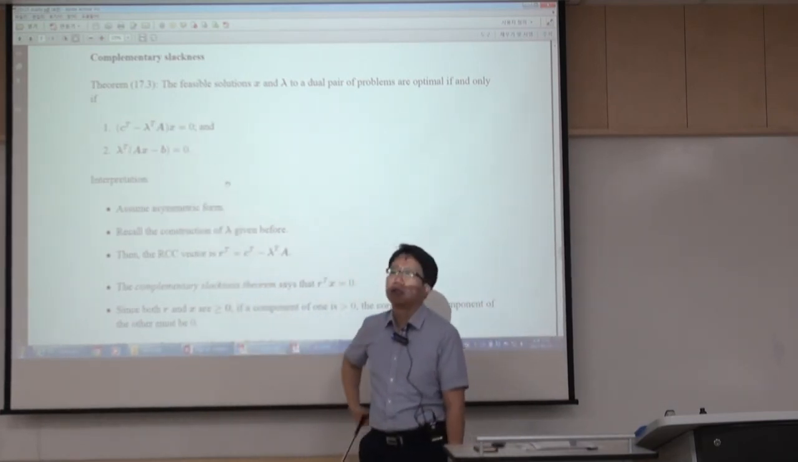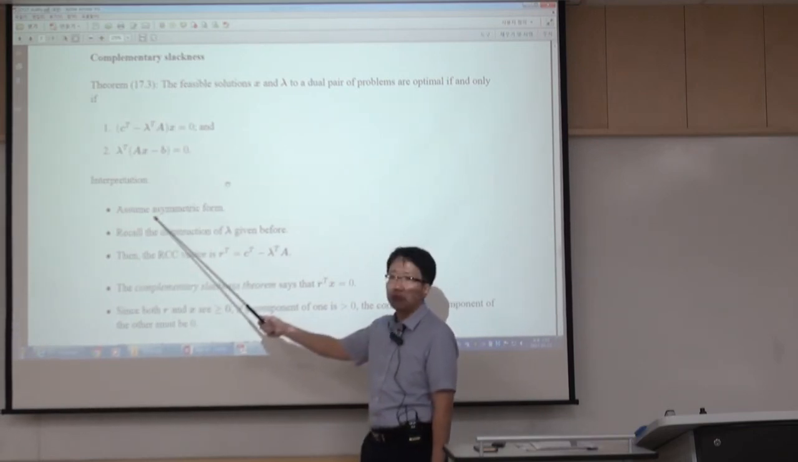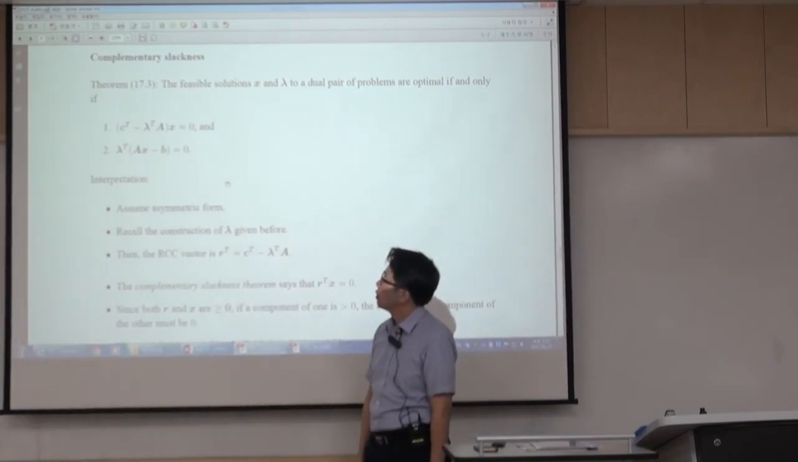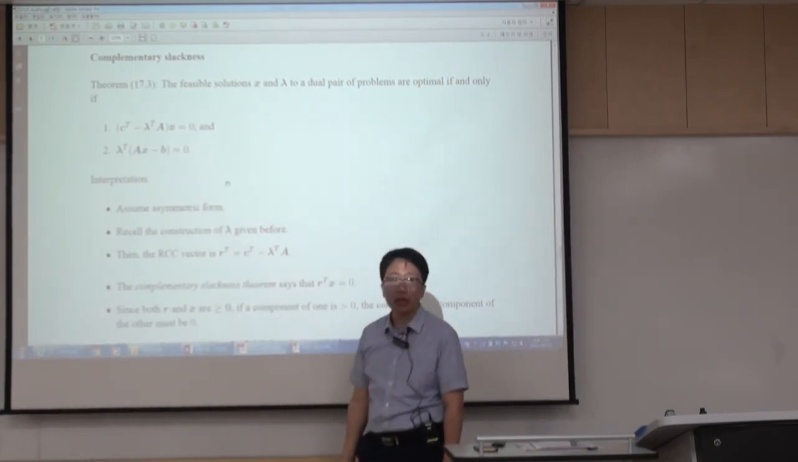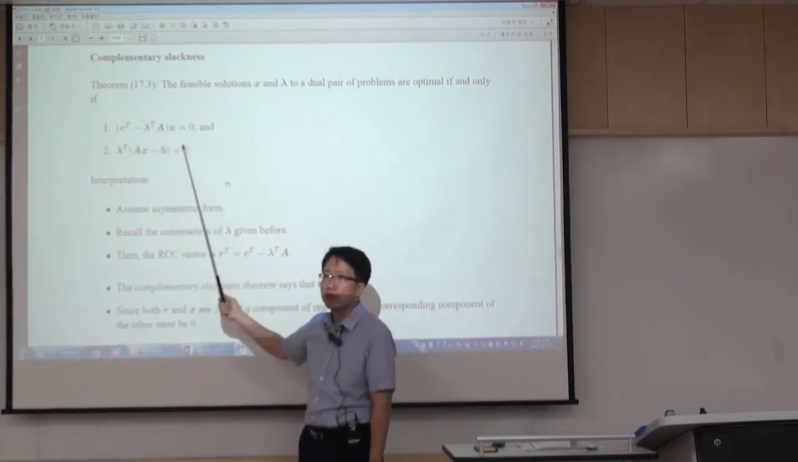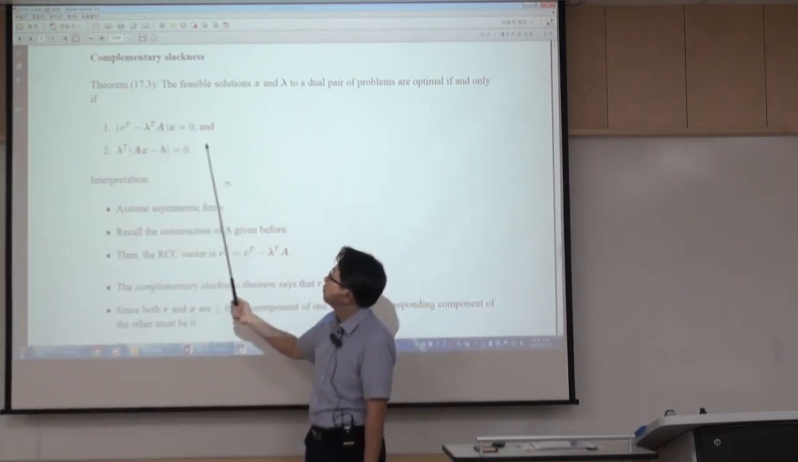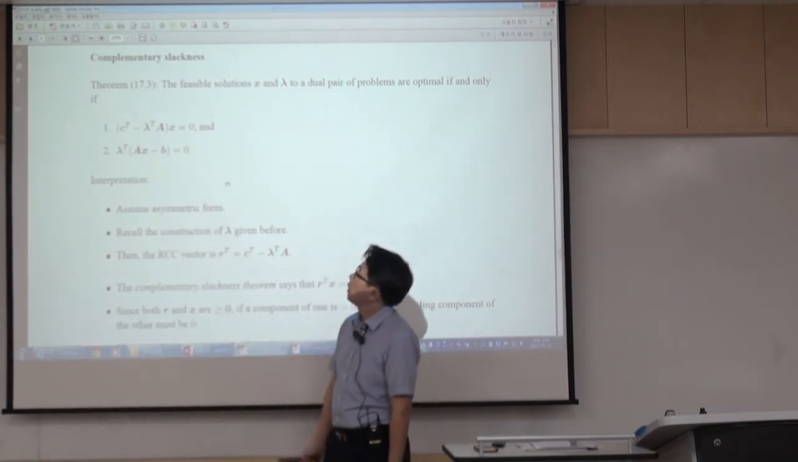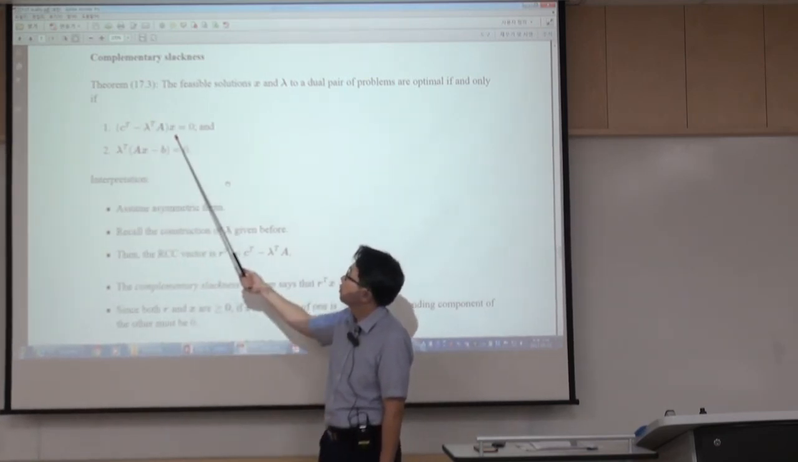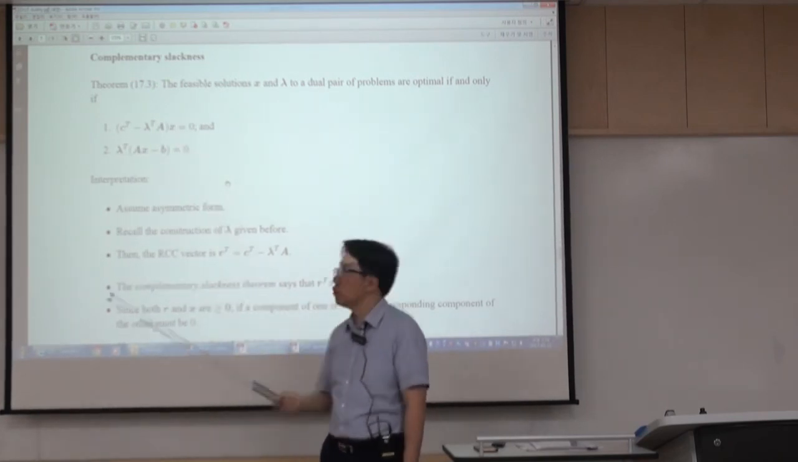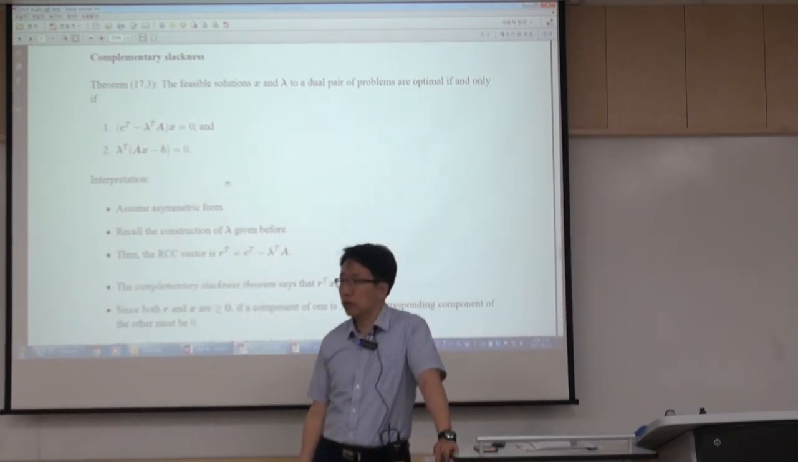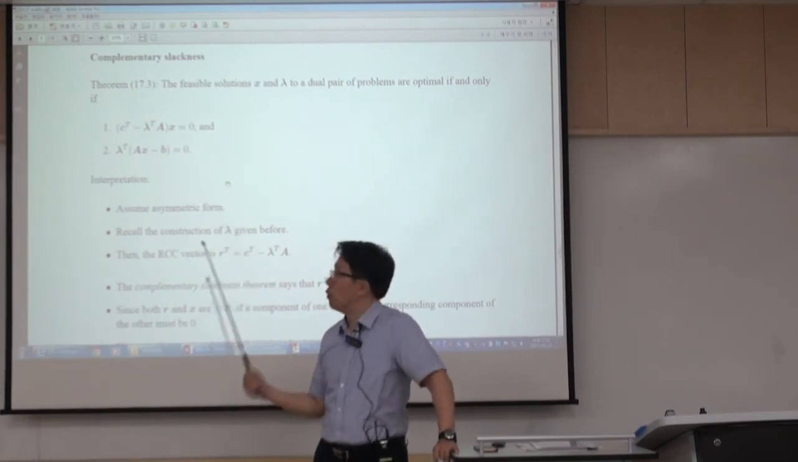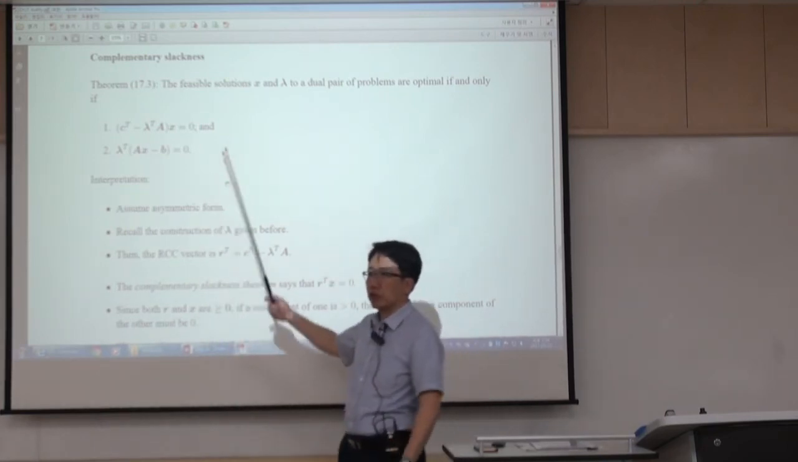Why? Now, assume a symmetric form. In the standard form, what is this, by the way? This is 0, am I right? In the standard form, this is 0. Anyway, in the standard form, you can show that this is nothing but lambda transpose X equals 0. So work on the symmetric form. Then you can show this.